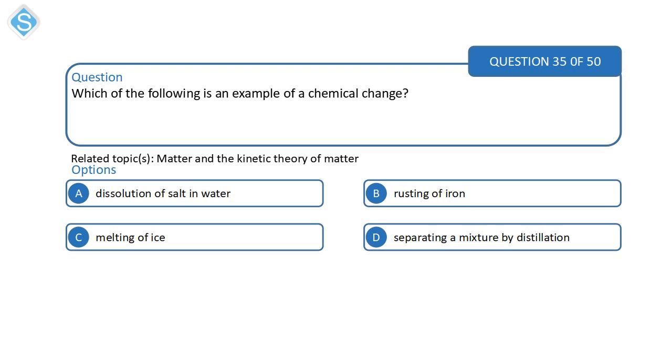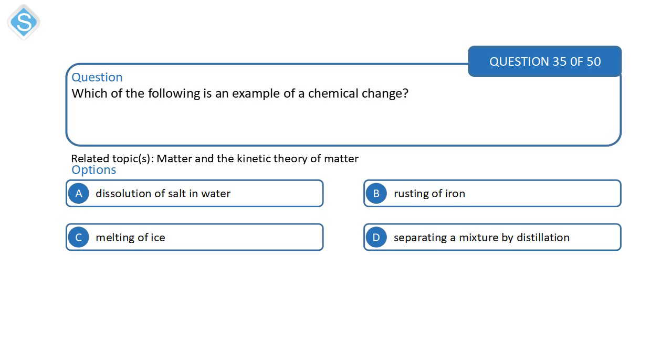Which of the following is an example of a chemical change? So changes are of two types: physical change and chemical change. When we say a chemical change, which is what this question is about, a chemical change is a change in which new substances are formed. Okay, new substances that are different from the original substances are formed, while a physical change is a type of change in which no new substance is formed.